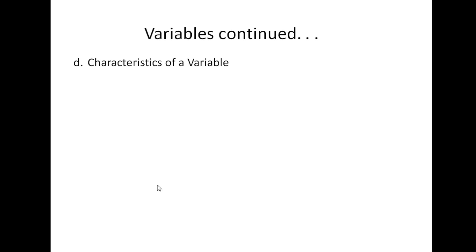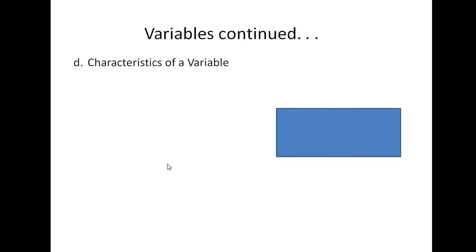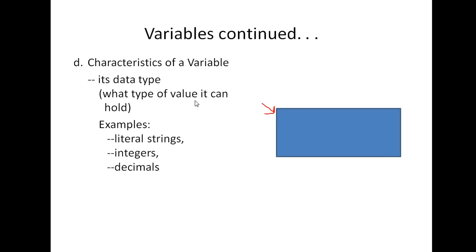Okay, variables. The characteristics of a variable. Well, first of all, remember a variable is a memory location, which is what this is right here. What are the characteristics of a memory location for a variable? Well, it has a data type. The data type tells what type of value it can hold. For example, is it going to hold a literal string, a string of characters? Is it going to hold an integer? Or maybe it'll hold a decimal. Well, the data type determines that.